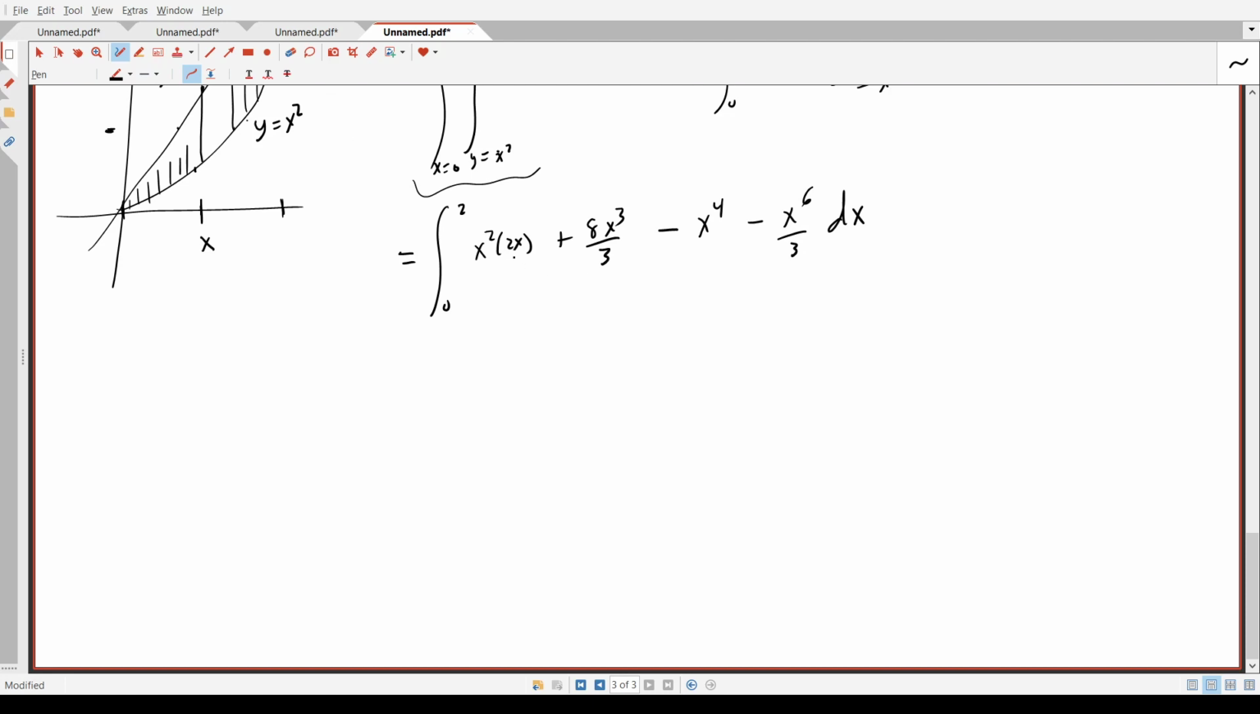Okay, anything going to cancel out? This will simplify. So this is x cubed, or 2x cubed, and then plus 8/3, so that'd be 6 over 3. It's going to be 14, the integral from 0 to 2 of (2 minus x to the 4 minus 6x to the 6 over 3) dx equals 14 over 9.